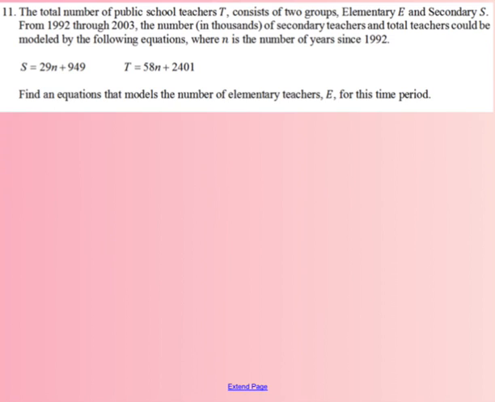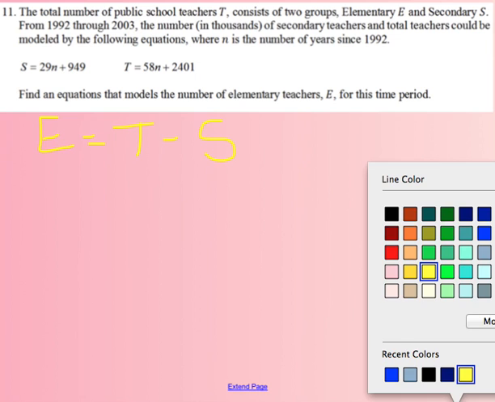All right, let's get this word problem set up. It says the total number of public school teachers T consists of two groups, elementary E and secondary S. From 1992 to 2003, the number in thousands of secondary teachers and total teachers could be modeled by the following equations. It wants us to find the number of elementary school teachers. Well, we know the number of secondary teachers and we know the number of total teachers. So in theory, the number of elementary school teachers would be equal to the total number of teachers minus the number of secondary teachers.